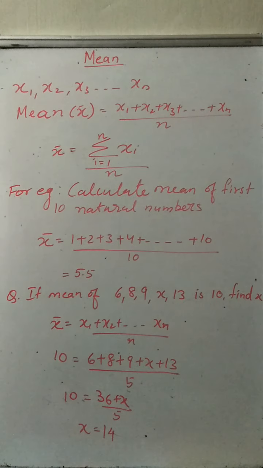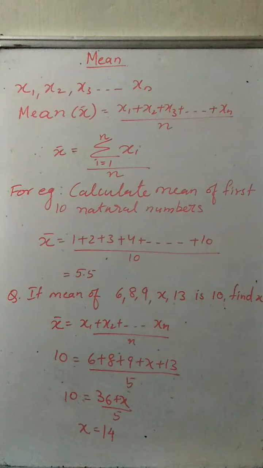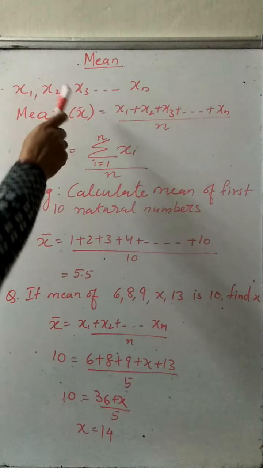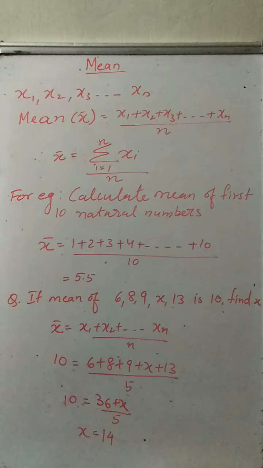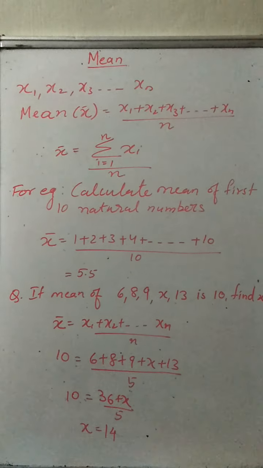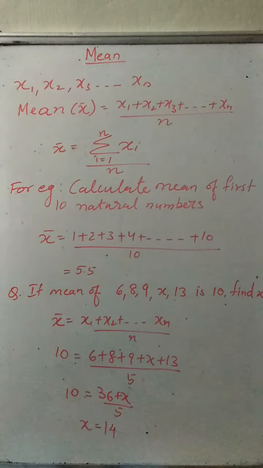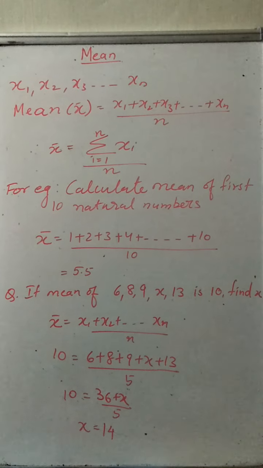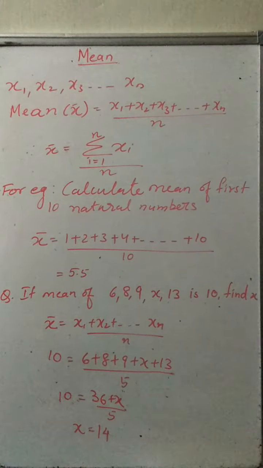Now we are going to learn how to calculate the mean if all the observations are increased by a particular number, either increased by a particular number, or decreased by that number, or multiplied by that number, or divided by that number. So let us see.